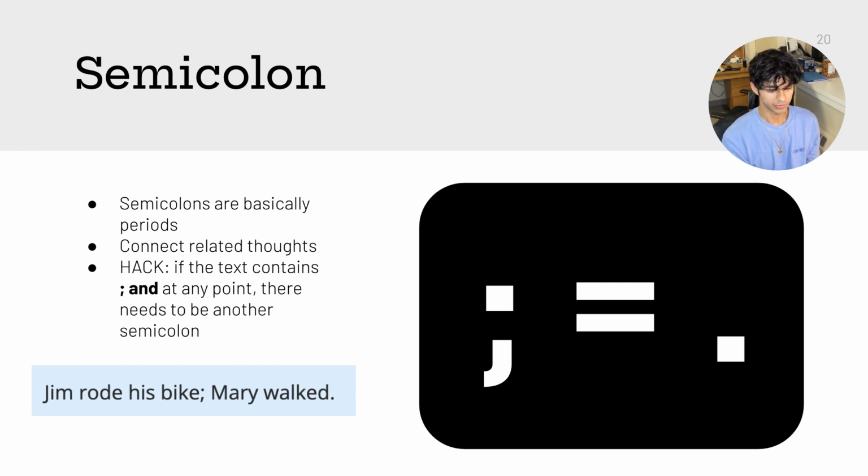So as you can see in the example, Jim rode his bike. That's a sentence. Mary walked. That's a, what's it called? Independent clause. You can connect those two with the semicolon because semicolons are equal to periods.